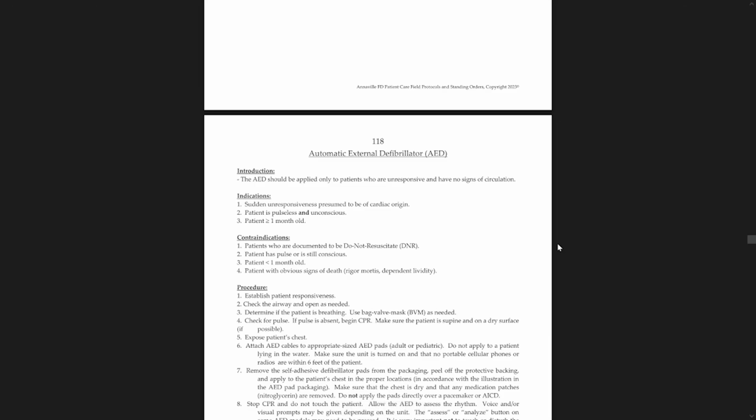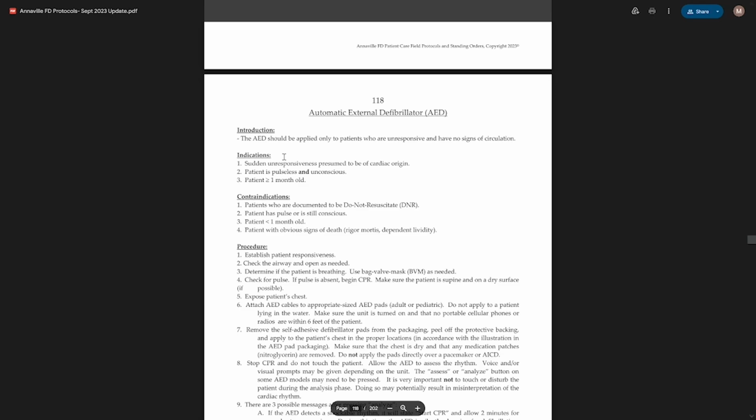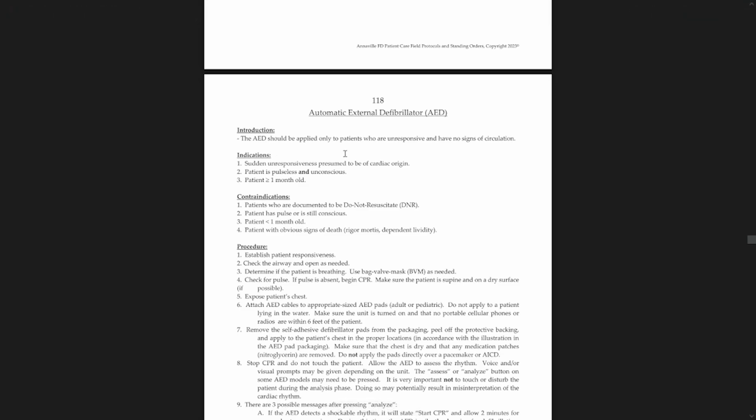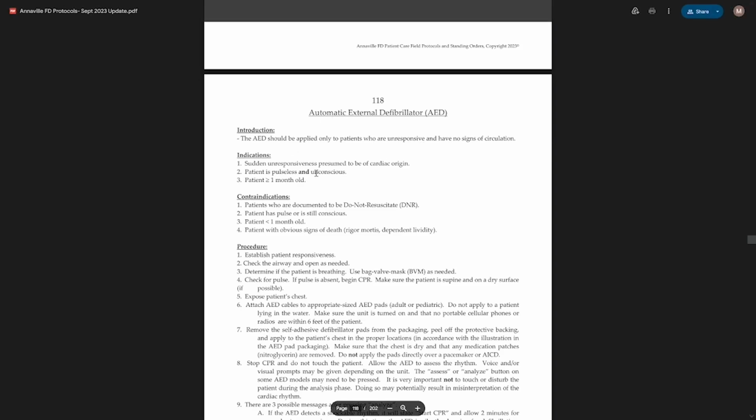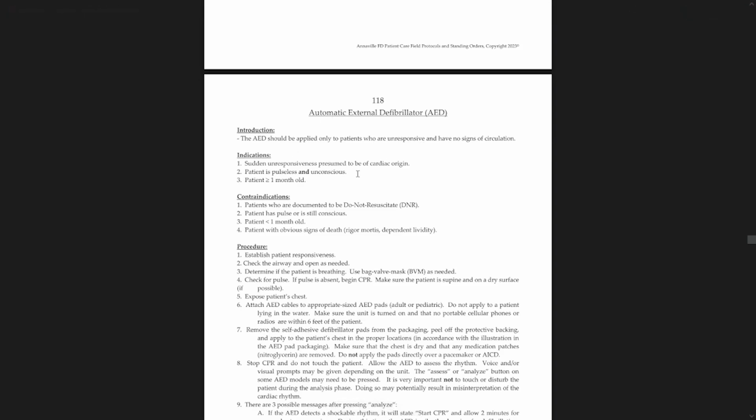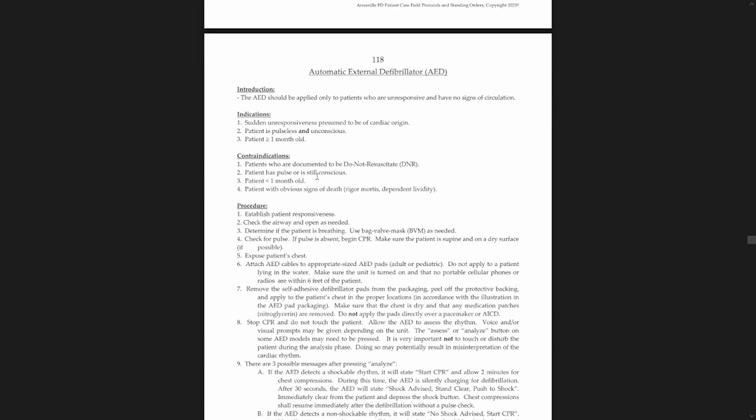All right, so starting off with the automatic external defibrillator. The introduction: the AED should be applied only to patients who are unresponsive and have no signs of circulation. The indications are a sudden unresponsiveness presumed to be of cardiac origin, a patient who is pulseless and unconscious, and the patient is greater than or equal to 1 month old. So you want all of these things here.